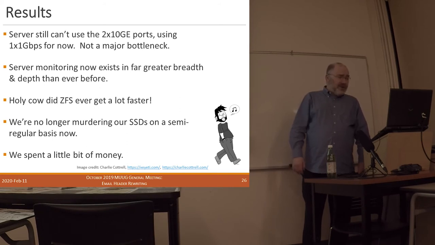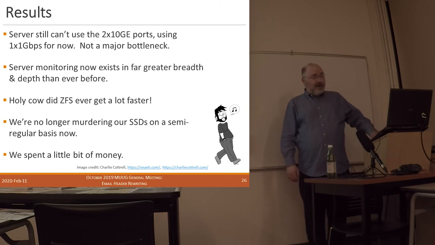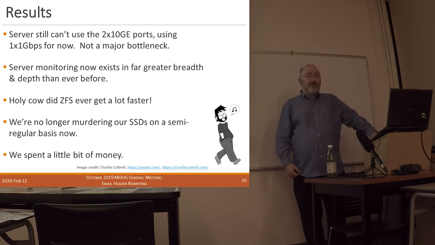We're no longer murdering our SSDs. We are monitoring stats on the server in a way, like almost infinitely greater depth and breadth than we were before. And ultimately, we spent a little bit of money to make this all happen, which was to buy the NVMe drive on sale. I think it was on sale, wasn't it? And the adapter card for it. Big whoop.